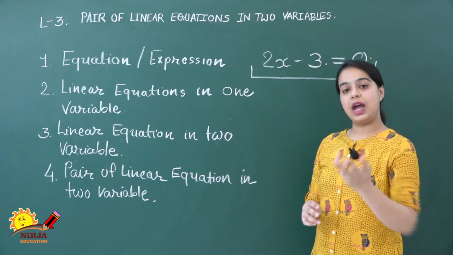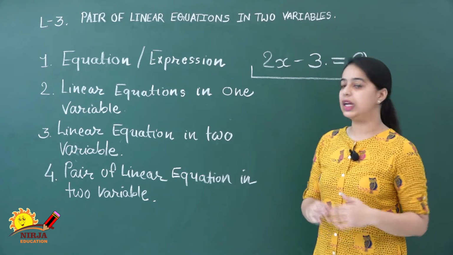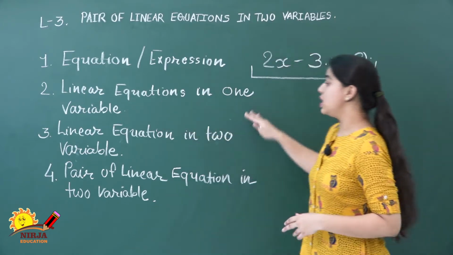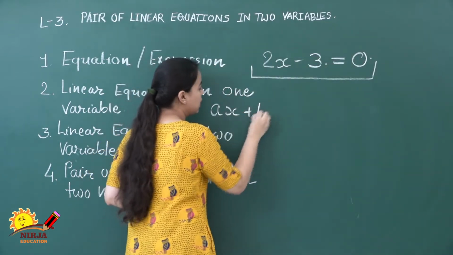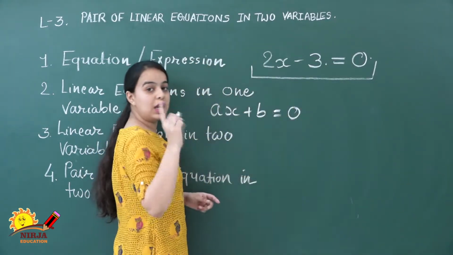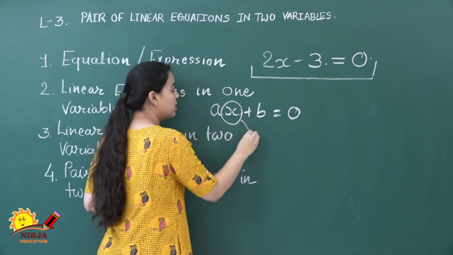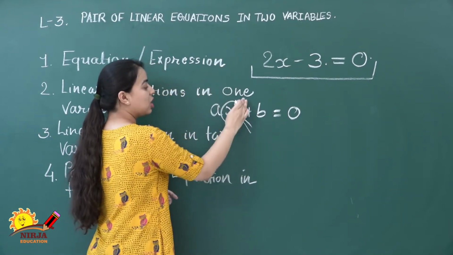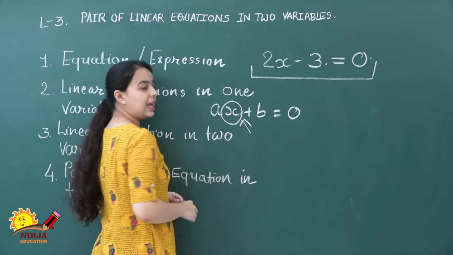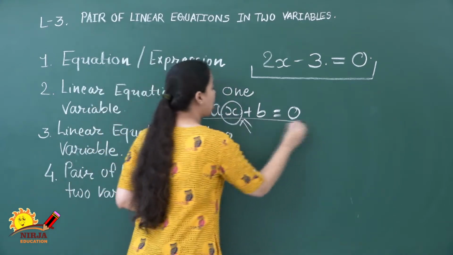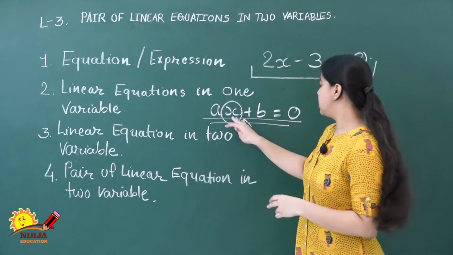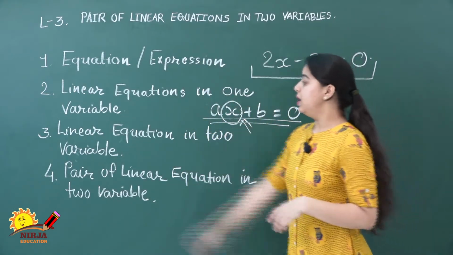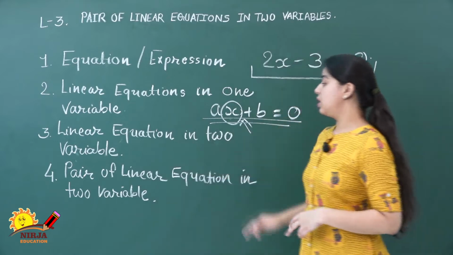About variable we had discussed, so I am not going to explain again and again. Generally we can write ax plus b equal to 0. As you can see here, only one variable is there, which is x, and the power of this x variable is 1. So we can call this a linear equation in one variable, which consists of only one variable. Second one is linear equation in two variables.